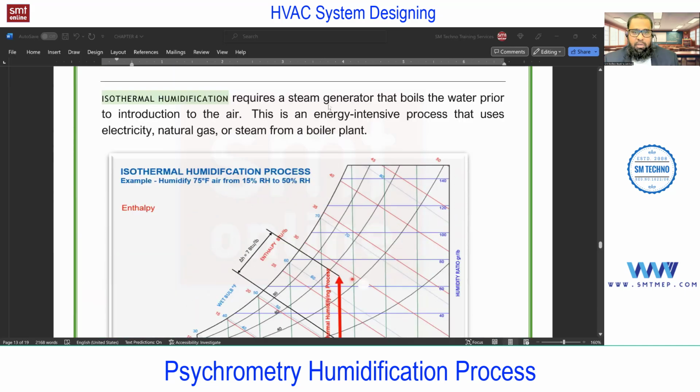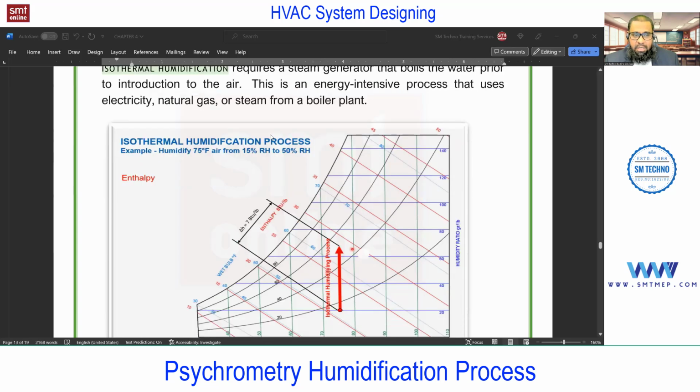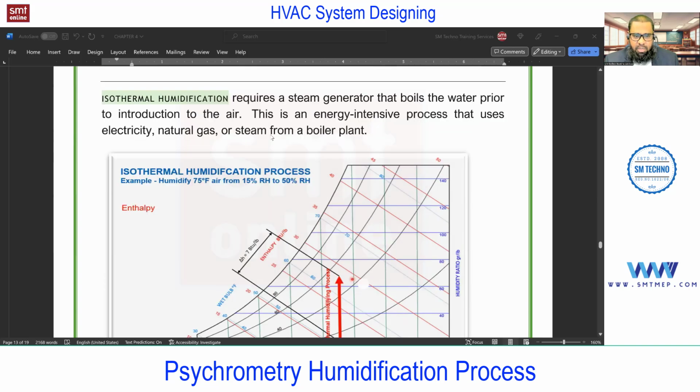isothermal humidification, we are adding the steam, and the steam is generated by using a steamer, or an electrical resistance steamer, etc., or by using heat from natural gas or electrical energy, or with a boiler, etc. Different types of sources for heat. That system we'll discuss later. At this level, I've just given the idea to understand this process.